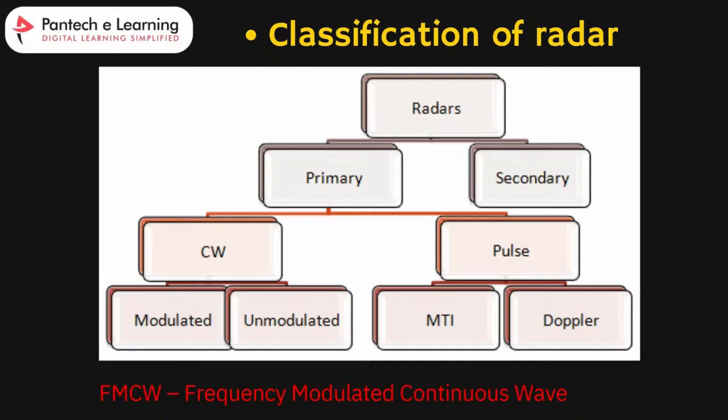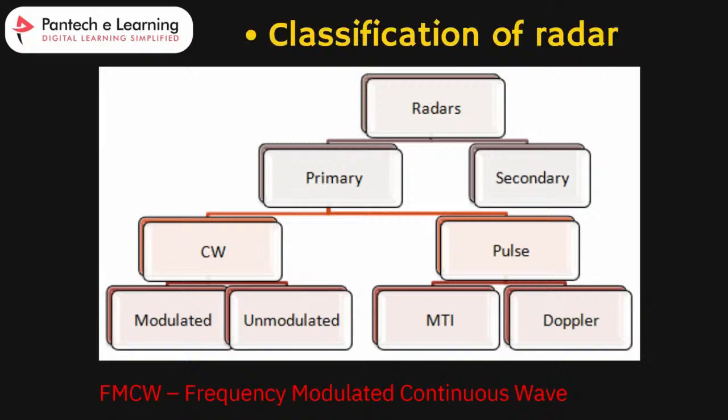One is continuous wave, another one is pulse radar. And again, this continuous wave consists of two, modulated and unmodulated. This pulse radar consists of two, MTI and Doppler. So let's talk about them one by one.